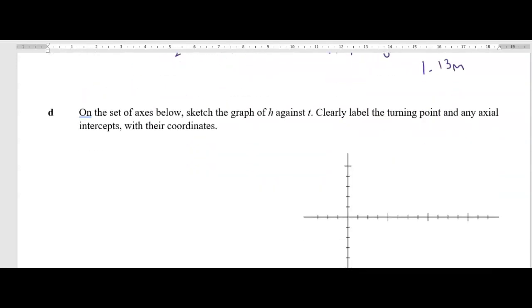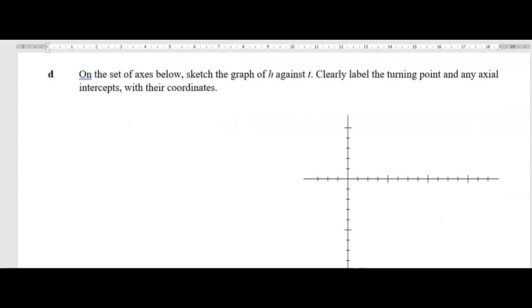On the set of axes below, sketch the graph of h against t, clearly labeling the turning point. Okay, so we've got t, got h. Here is 0. The dolphin goes out at 1.5 and comes back in at 3. So let's just do 1, 2, 3. So there's one x-intercept. What was the other one? 3 on 2. So 1.5.